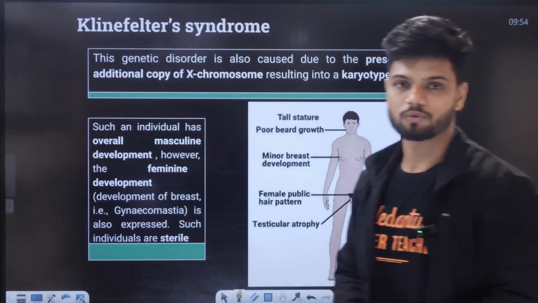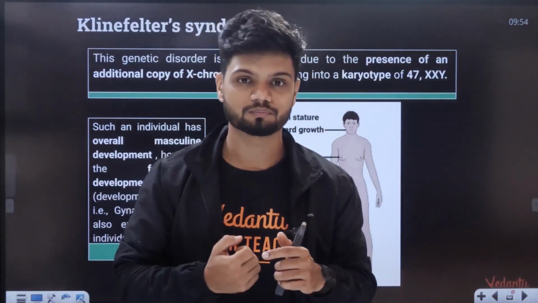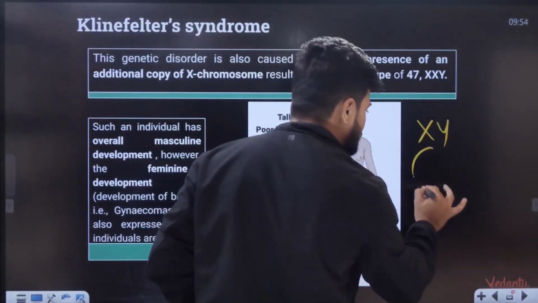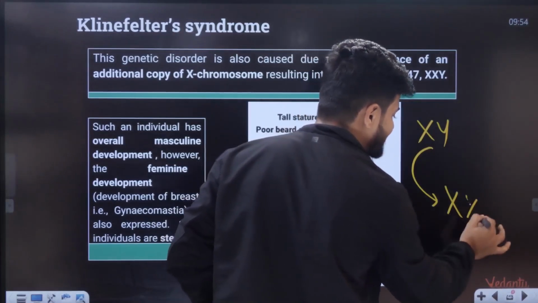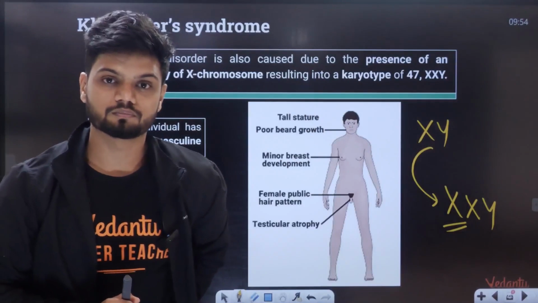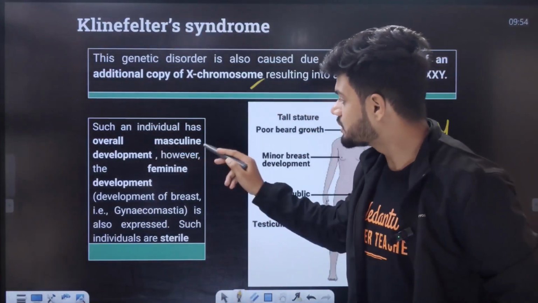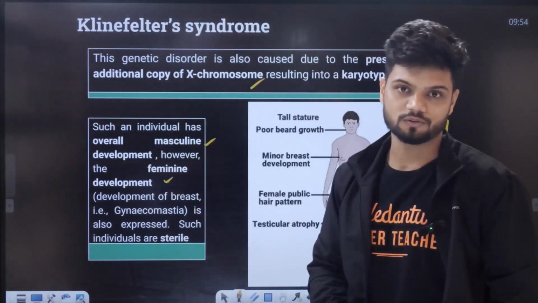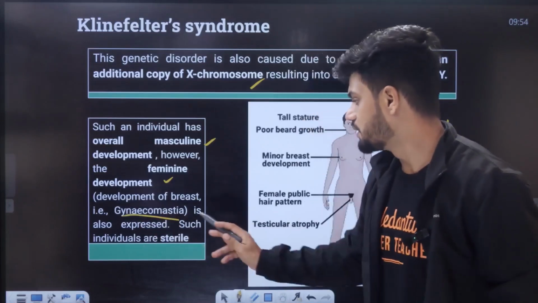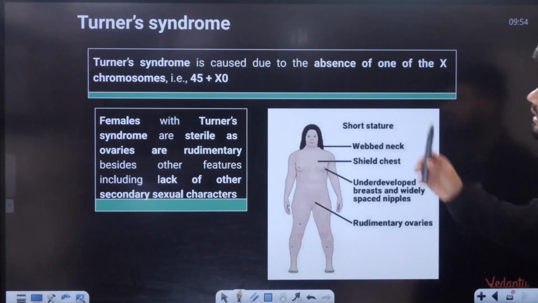Next is Klinefelter syndrome. Klinefelter syndrome is again an additional copy of the X chromosome. Usually males are XY normally, but in the case of Klinefelter syndrome, the males are XXY, one extra X chromosome comes, additional X chromosome. Okay, because of that additional X chromosome, such individuals have overall masculine development but also have feminine development. Development of breast is called gynecomastia. Such individuals are also sterile. Sterile.